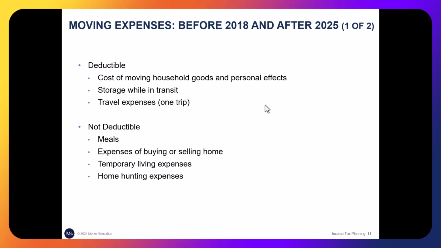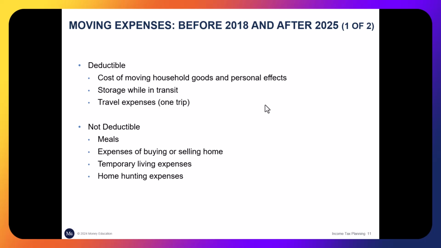So moving expenses, so 2025 is the sunset of the Tax Cuts and Jobs Act. And so before 2018 and after 2025, until we enact another law or extend it or do something different, the moving expenses are not deductible. So in 2024, they are not deductible except for armed forces. But after 2025, the Tax Cuts and Jobs Act expires, so we don't know what's going to happen.